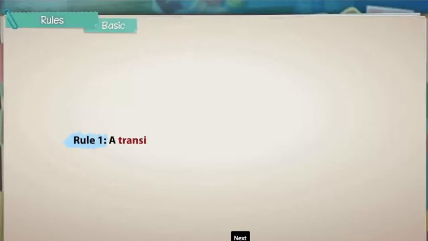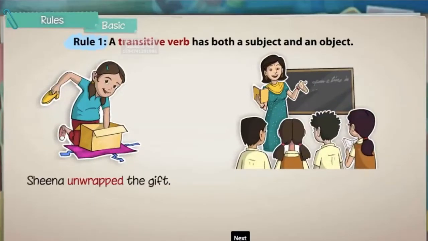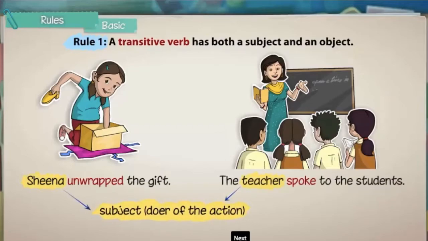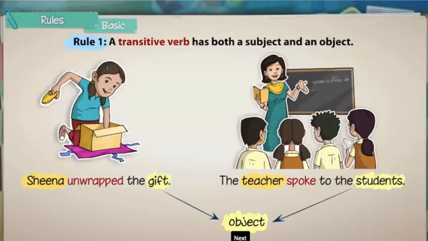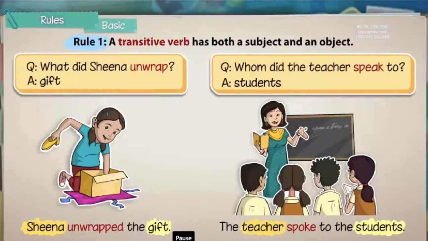Now, the first rule is a transitive verb has both a subject and an object. For example, Sheena unwrapped the gift. The teacher spoke to the students. The subject is the doer of the action. And the object. What is the object in both the sentences? Gift and students. Sheena unwrapped what? What did Sheena unwrap? The answer will be gift. Whom did the teacher speak to? The answer will be students.